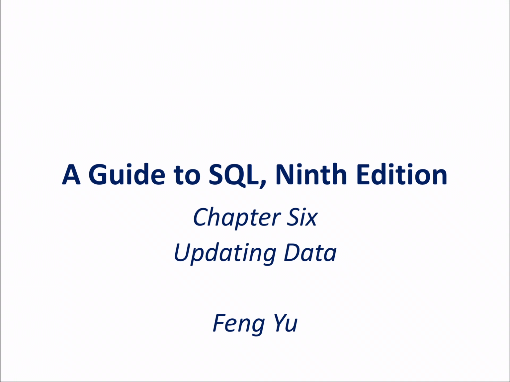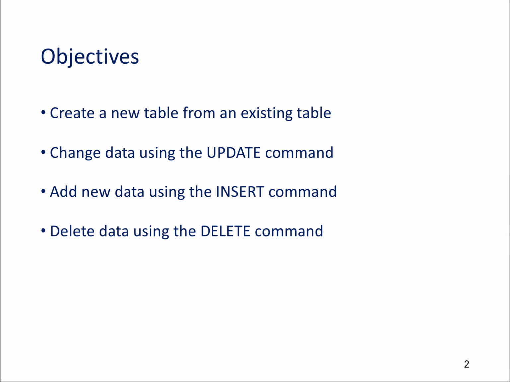This is chapter 6. In this chapter, we're going to look at how to use SQL to update data. The objectives of this chapter include, first of all, we're going to create a new table for testing purposes. The data will be imported to this new table from an existing table. We're going to look at how to use the following commands to update data in this testing table.